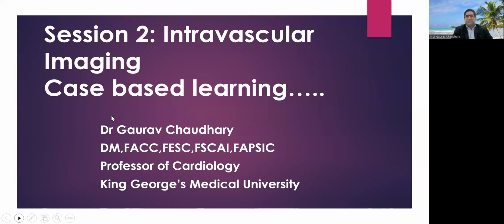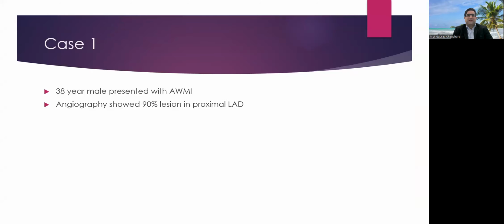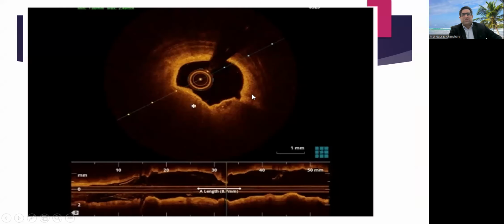So case one, a 38-year-old male presented with interval MI and his angiogram showed a 90% lesion in the proximal LAD. So this is an image. We can see in the long axis there is some plaque shown near this marker, between 30 and 40 in the longitudinal view. And in the cross section at the same place, we can see a structure with asterisks.